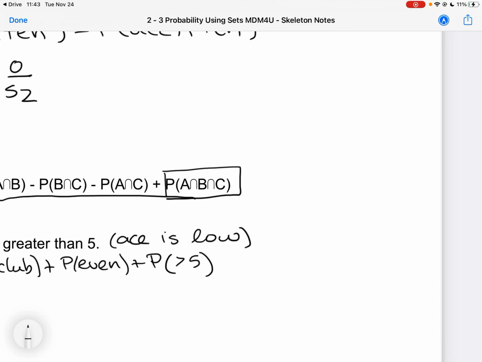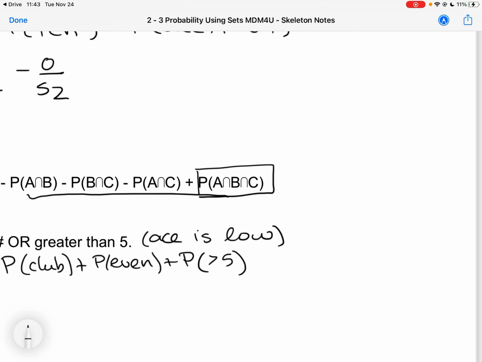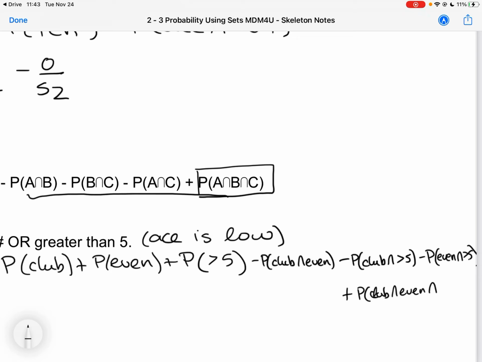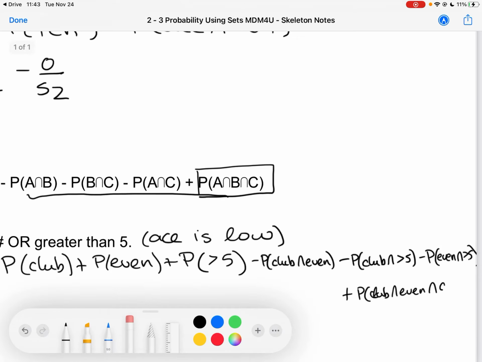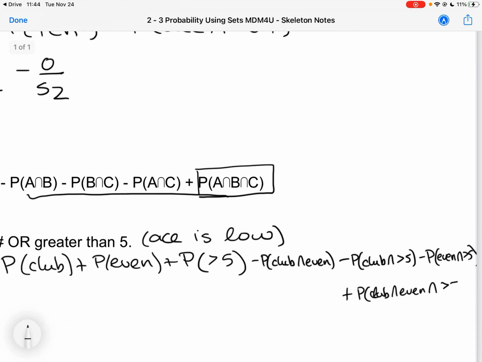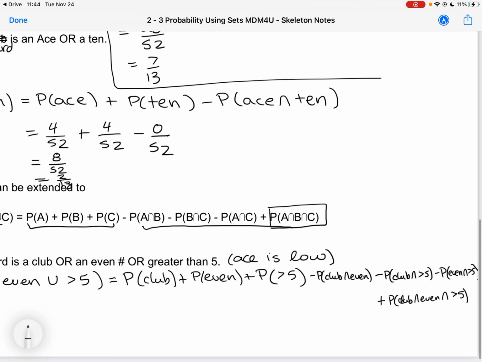And now we're going to take away our 3 intersections. So we would take away the probability that it is a club and even, take away the probability that it is a club and greater than 5, take away the probability that it is even and greater than 5, and then we have to add on the intersection of those 3 events. So club and even and greater than 5, just keeping my notation consistent here. And now we can fill in all those pieces.